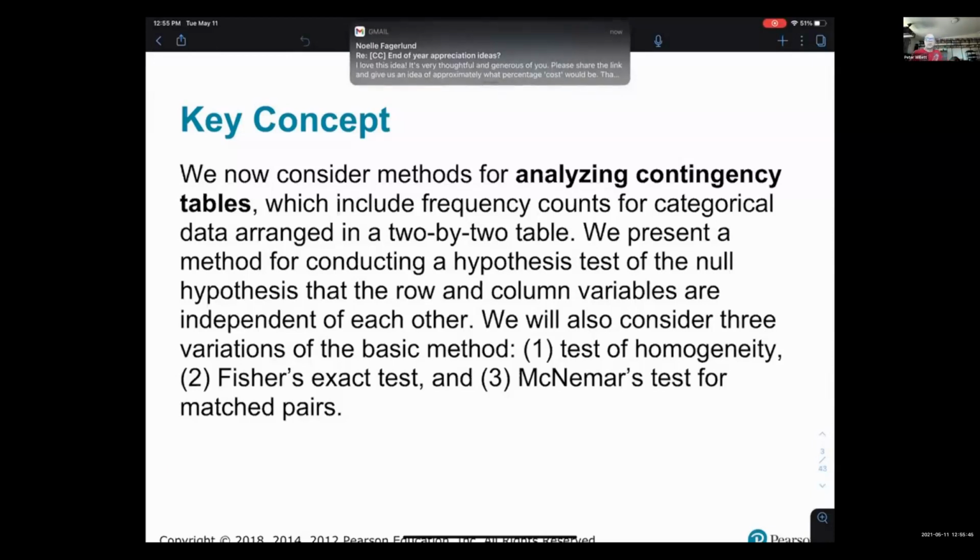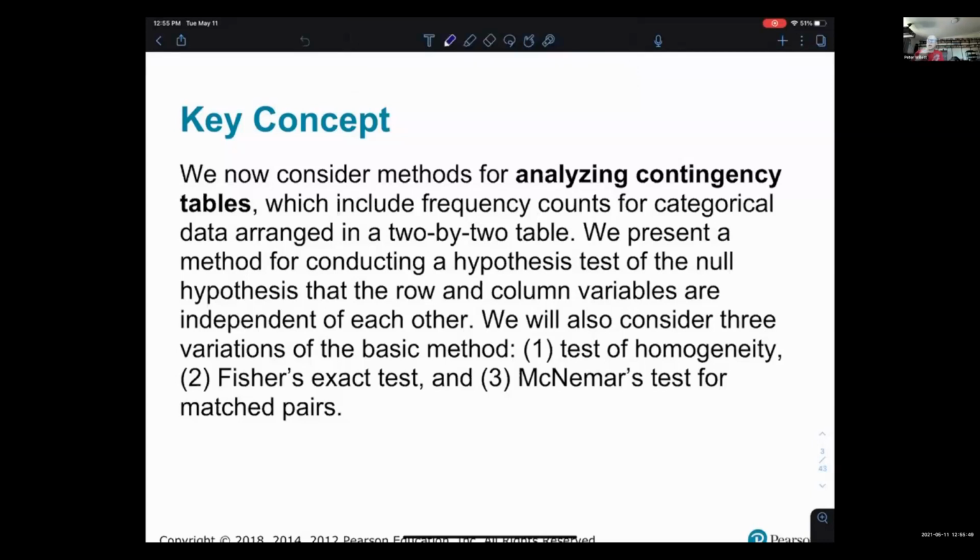All right, so just pointing out that dependency, correlation and causation are subtly different things. So we're really going to focus on this idea of conducting a hypothesis test that variables are independent of each other, that they don't seem to rise or fall together in any way.